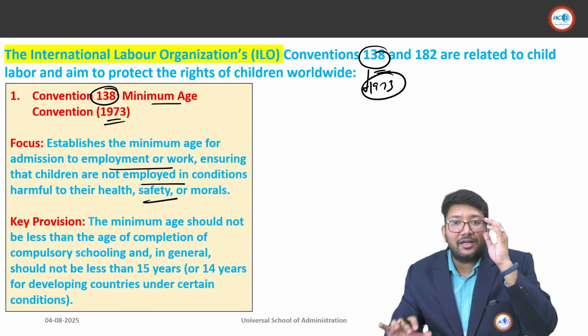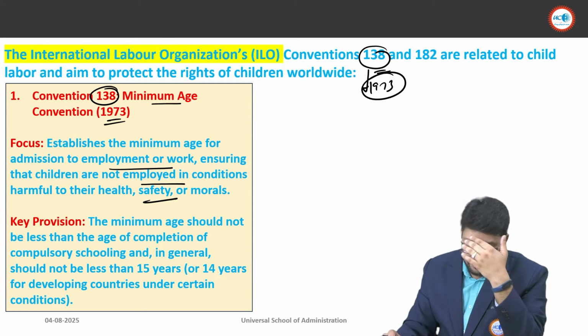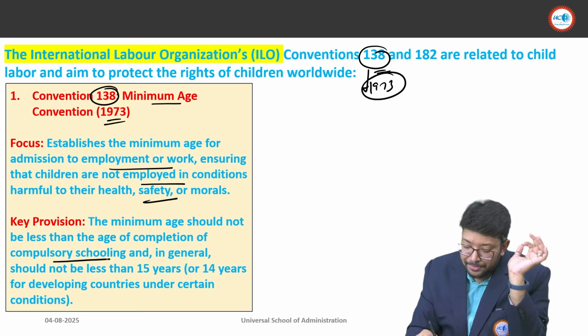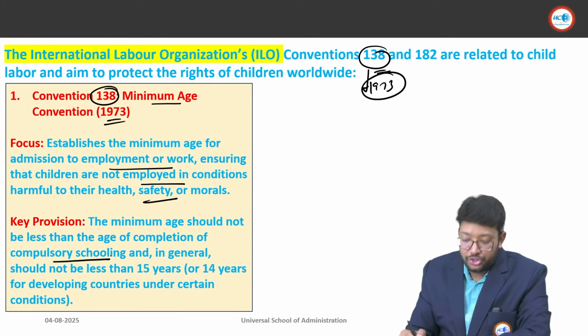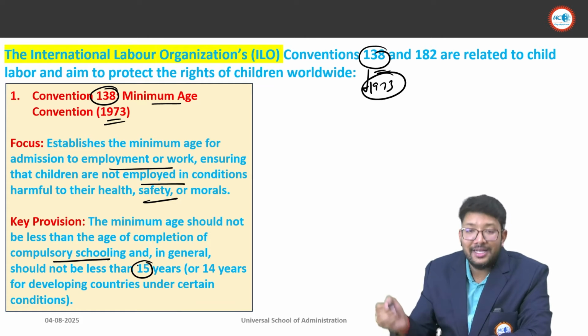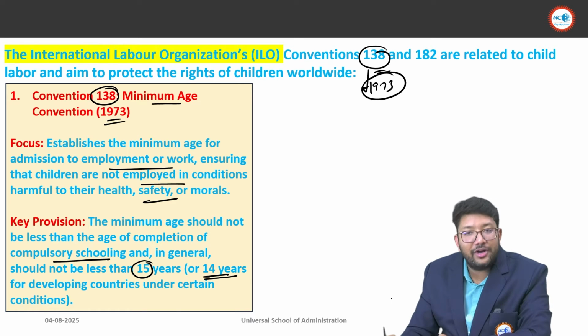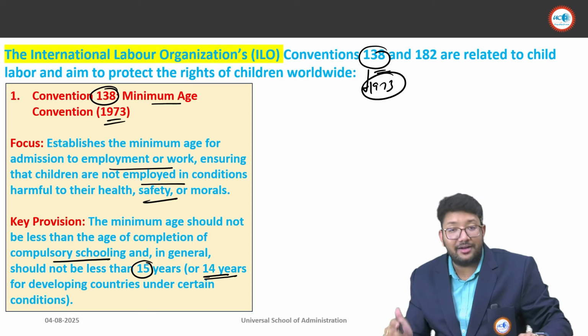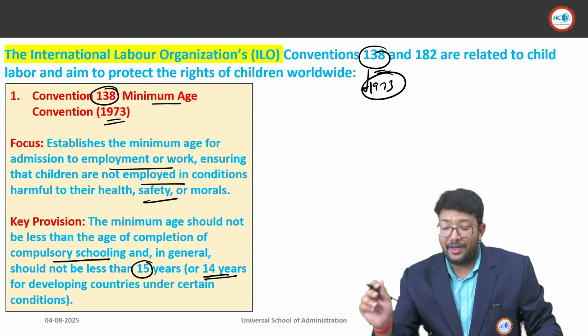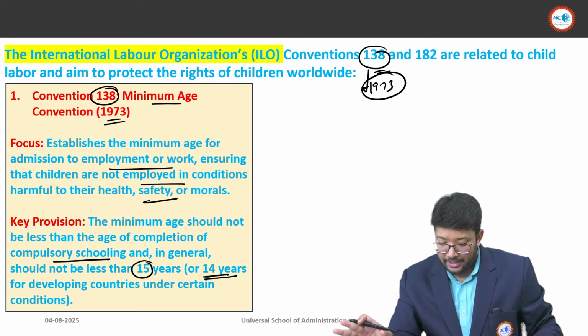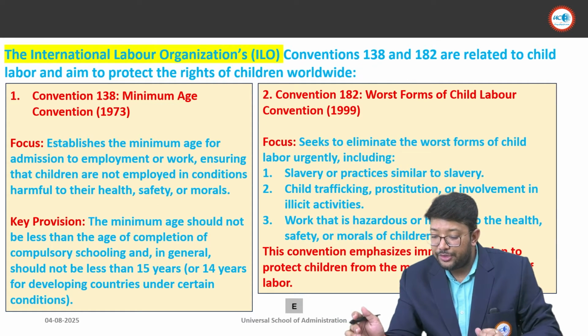What is the key provision in Convention 138? The key provision is that the minimum age should not be less than the age of completion of compulsory schooling, and in general should not be less than 15 years. In India, it is 14 years. Okay, 14 years for developing countries like India, under certain conditions. Children of 14 years also cannot work in any hazardous factories. Remember that.